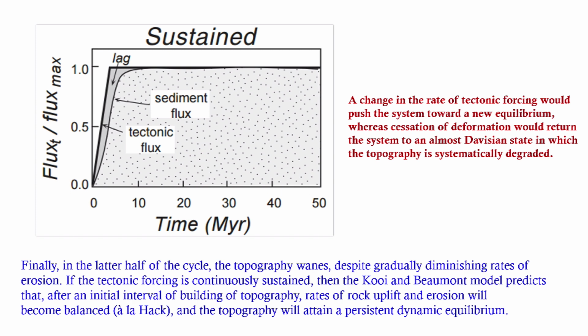If the tectonic forcing is continuously sustained, then the Hack model predicts that after an initial interval of building of topography, the rates of rock uplift and erosion will become balanced, and the topography will maintain a persistent dynamic equilibrium.